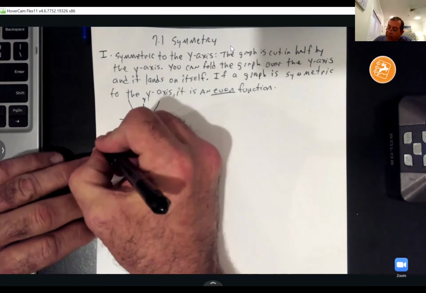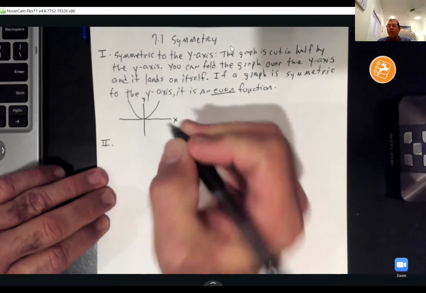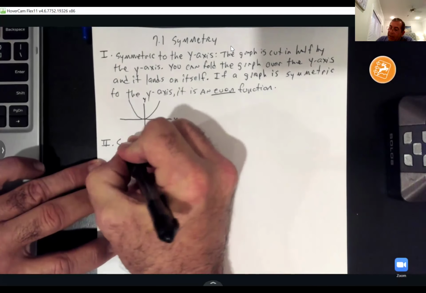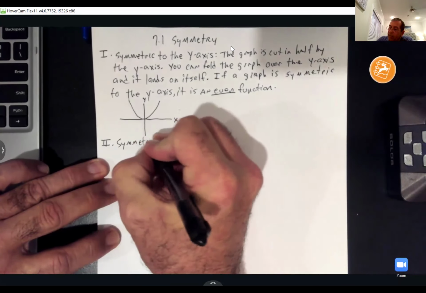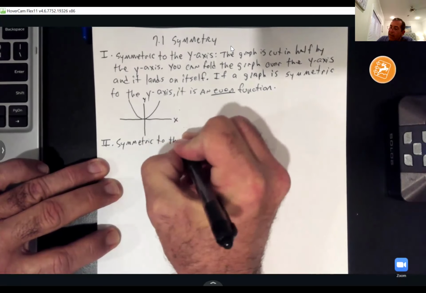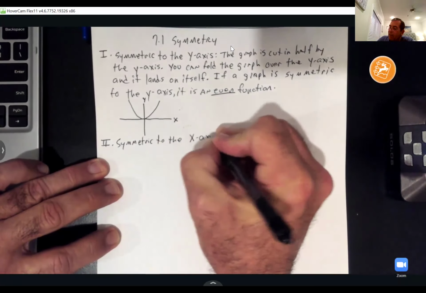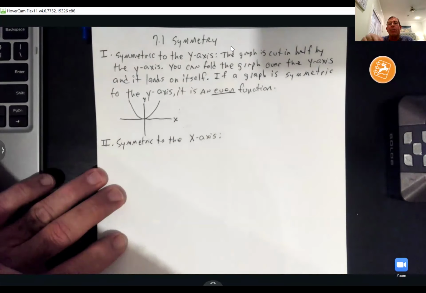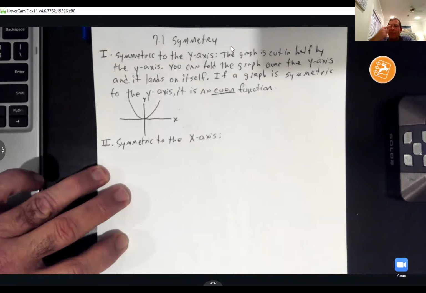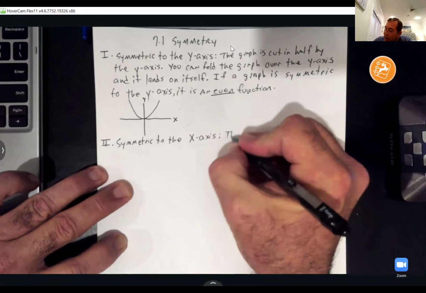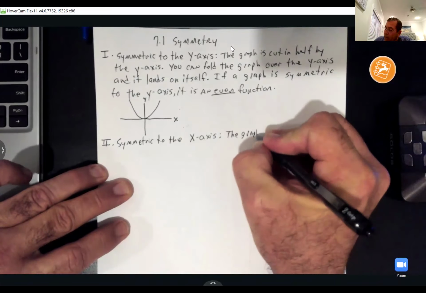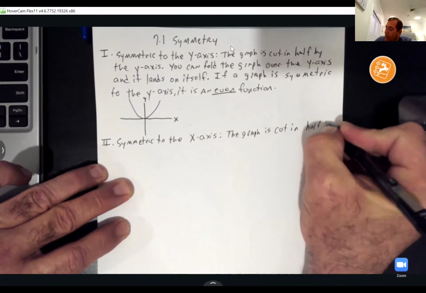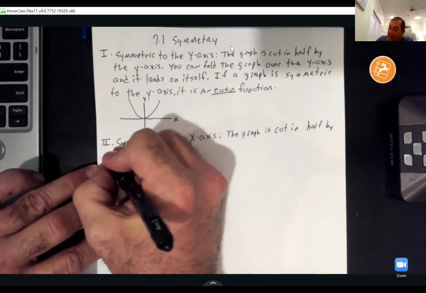All right, y'all. So then second, we're looking at the other axis, which is the x-axis. So this would be symmetric to the x-axis. And it's basically the same as the y-axis, except we're talking about the horizontal line now. So these graphs are cut in half by the x-axis.